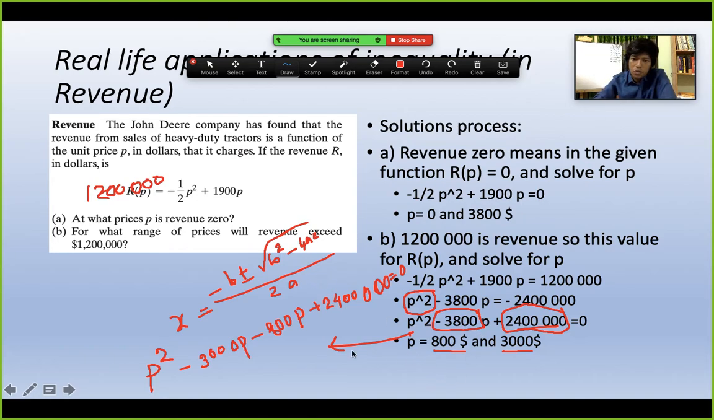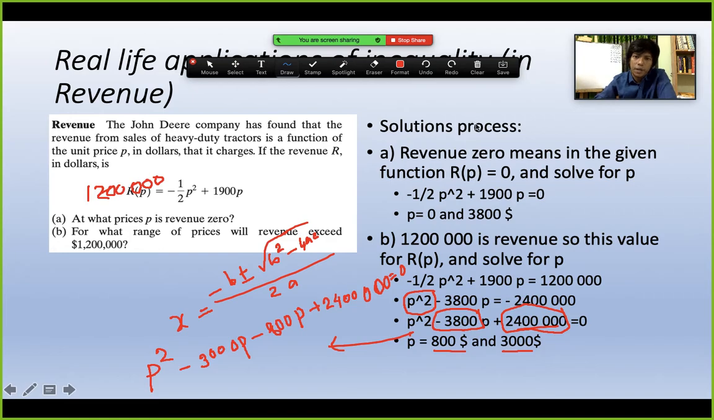Okay, so from this quadratic formula, you will get 800 and 3000, or if you use the middle term factoring, which we have shown here, we get two solutions: one is 800, another one is 3000. This is the range of the value which exceeds. For what range of price will revenue exceed this money? The range is $800 to $3,000.